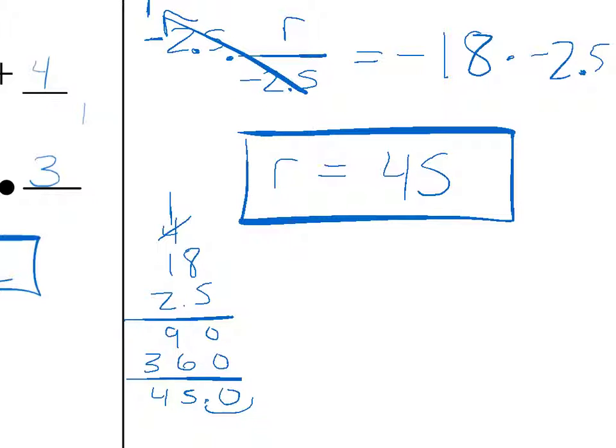Not negative 45. Kyrie fell into my trap. It's a good thing I said that in that way that makes you think, hey, it's not negative. Here we have a negative times a negative, so we end up with a positive 45.